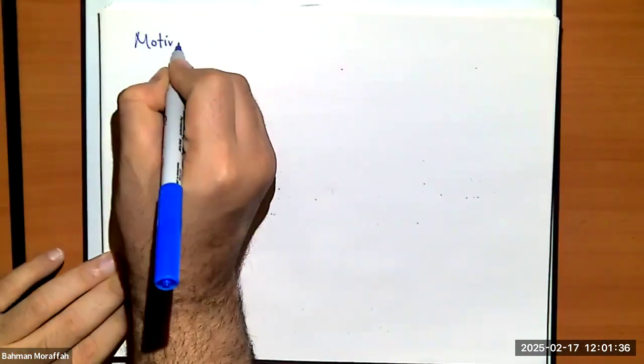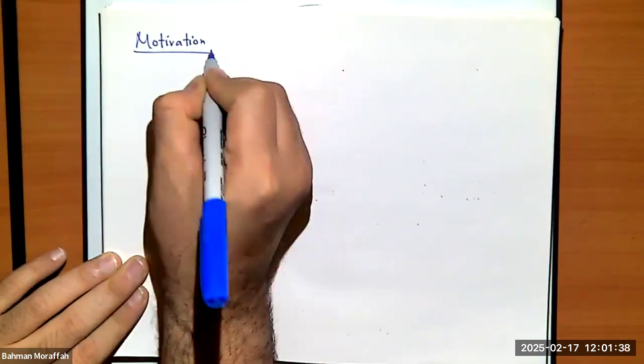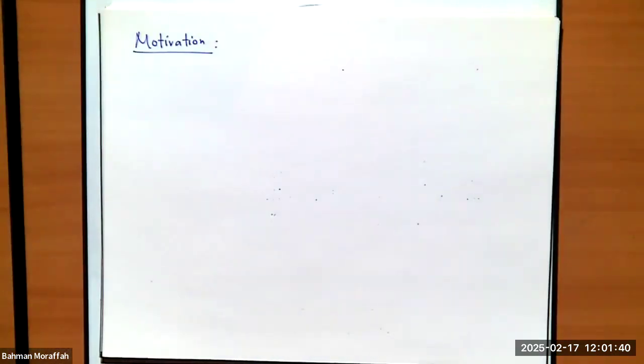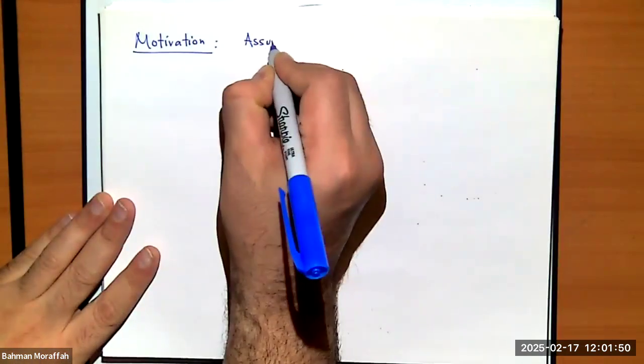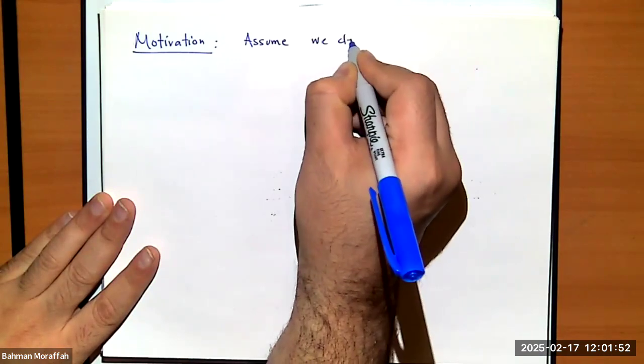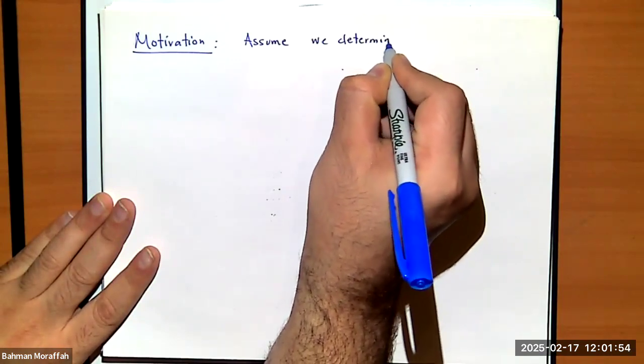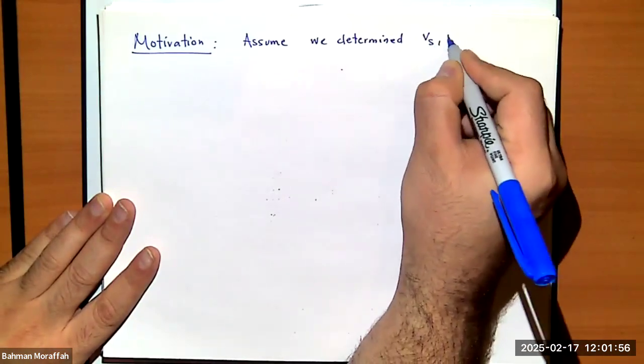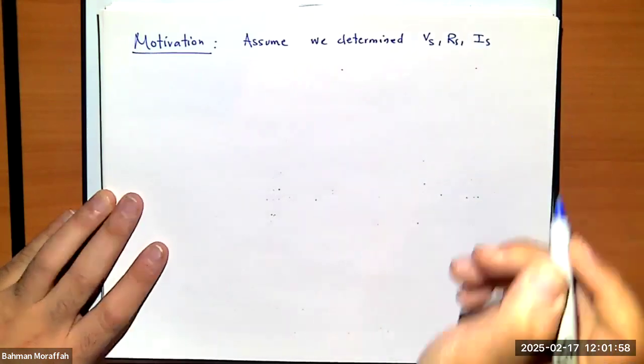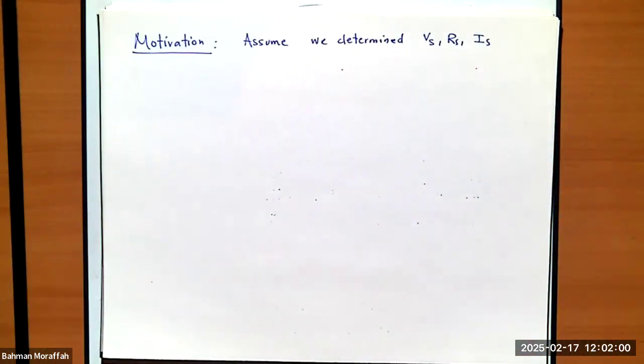Motivation. Let's assume we determine Vs, Is, and Rs. Let's just say we know exactly what they are. Okay? Assume we determined Vs, Rs, and Is, right?